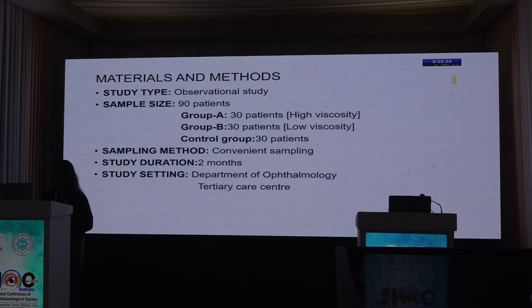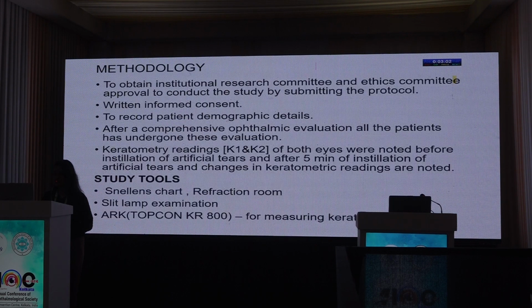Materials and methods. Study type is observational study. Sample size 90 patients divided into 3 groups. Group A 30 patients of high viscosity and group B 30 patients of low viscosity and another group is control group of 30 patients. Sampling method is convenient sampling of duration 2 months. Study setting was done in Department of Ophthalmology, Tertiary Care Center.